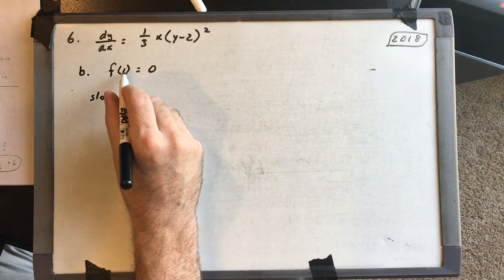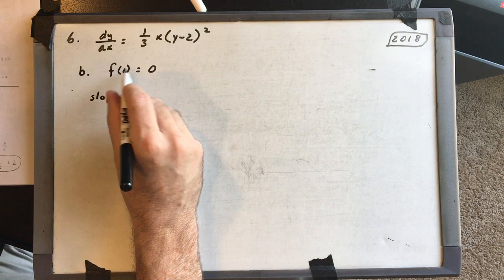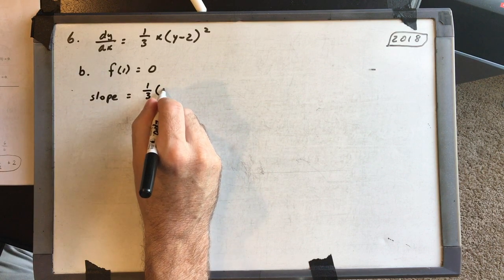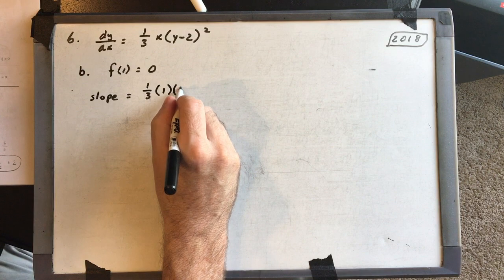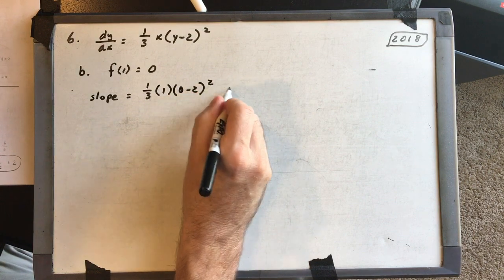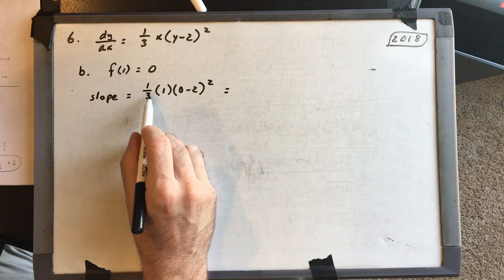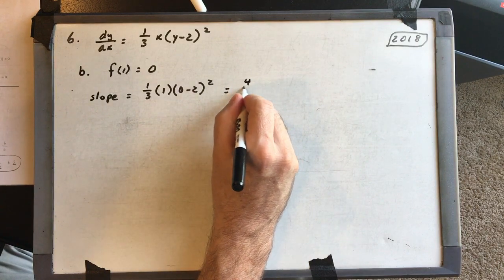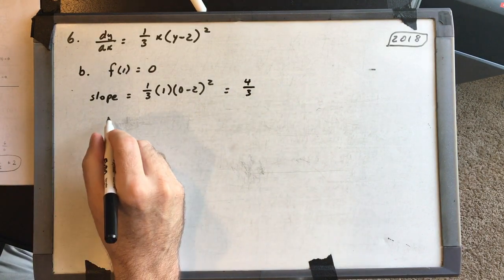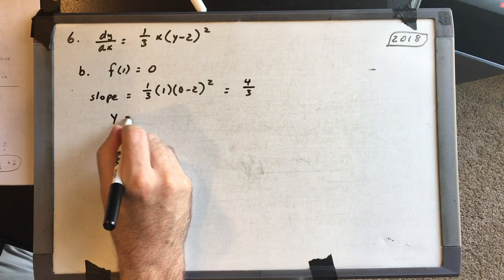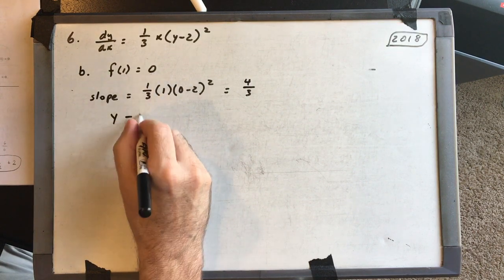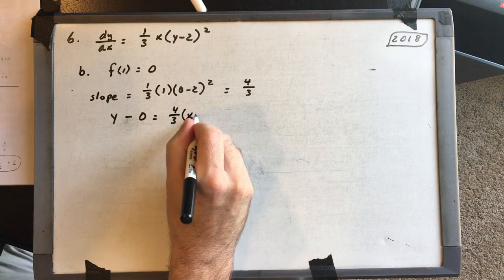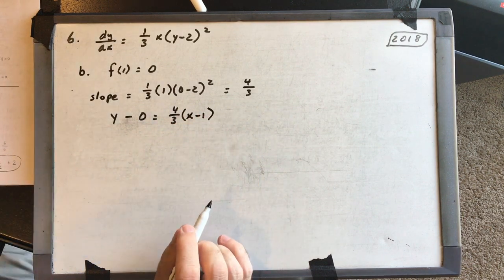So we've already got our point: x equals 1, y equals 0. So it's 1/3 times (1 times 0 minus 2) all squared. So that's 1/3 times negative 2 squared, which would be 4. So 4/3. All right, so we have y minus y1, which is 0, is equal to 4/3 times x minus 1. There's your tangent line equation.